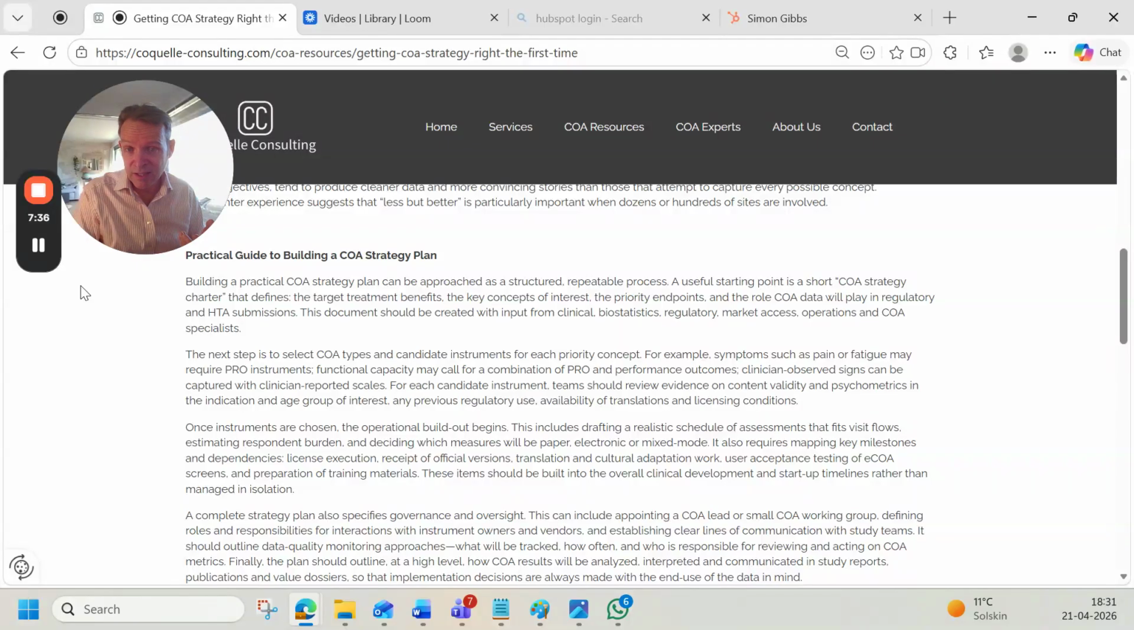For each candidate instrument, teams should review evidence on content, validity, and psychometrics in the indication and age group of interest, any previous regulatory use, availability of translations, and licensing conditions. Once instruments are chosen, the operational build-out begins. This includes drafting a realistic schedule of assessments that fit visit flows, estimating respondent burden, and deciding which measures will be paper, electronic, or mixed mode.